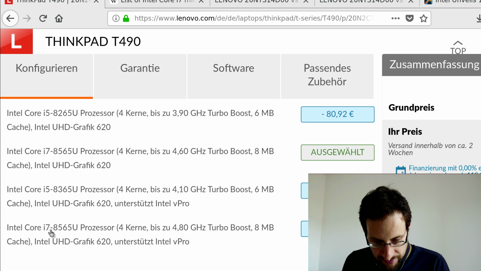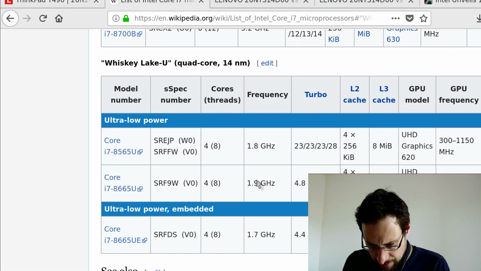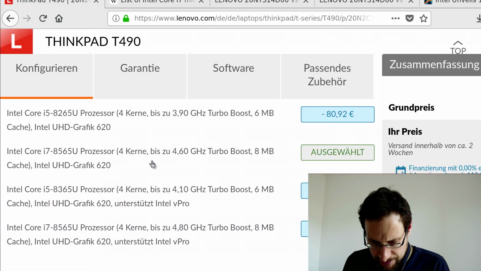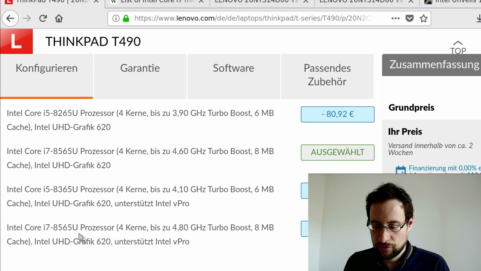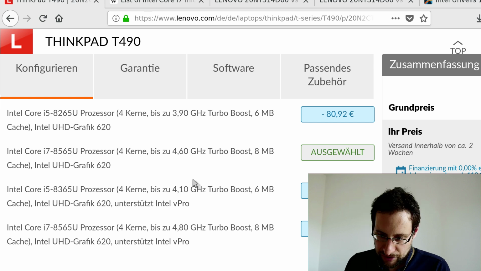So this is not Core i7 8565, but this most likely is 8665, which matches here 4.8 gigahertz. So much for all the Intel SKUs that even the vendors list here, maybe sometimes wrong models. And last but not least, this is not everything.